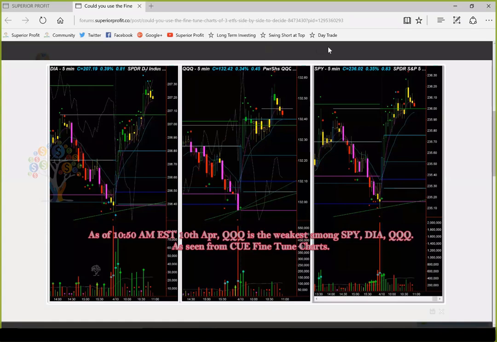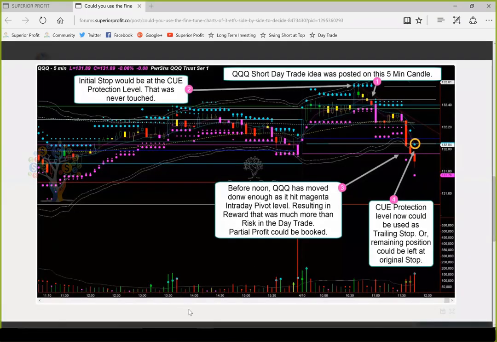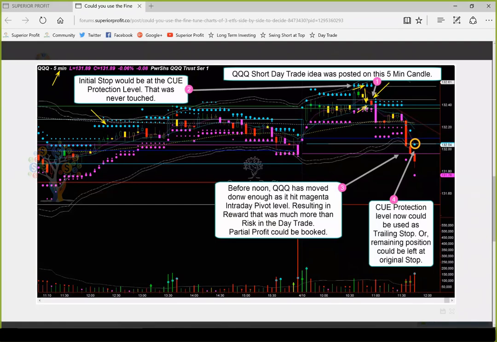Let's see how that short day trade played out. This is a fine-tuned template, 5-minute chart. But I put the stop loss signal, Q protection, on the chart to see. When I shared the trade, price was around this point. So our stop loss using Q protection will be using the cyan dot lines at this point. Entry will be somewhere here. So this will be our risk distance. And in day trading, as soon as the risk distance is covered, we start booking profit.